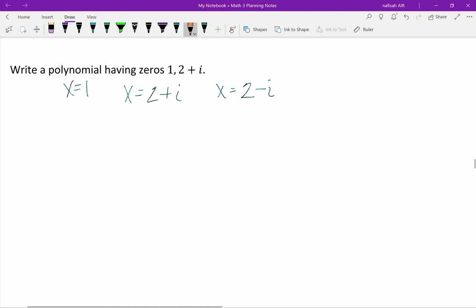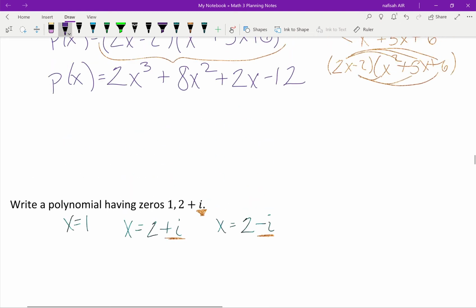Because every time I have an imaginary root, an imaginary zero, imaginary solution, an imaginary x-intercept, I have the conjugate as well. So I have the positive version and the negative version of it. So I really have 3 zeros I have to worry about. So writing the polynomial, it'll be very similar to what we previously did in the example from above.